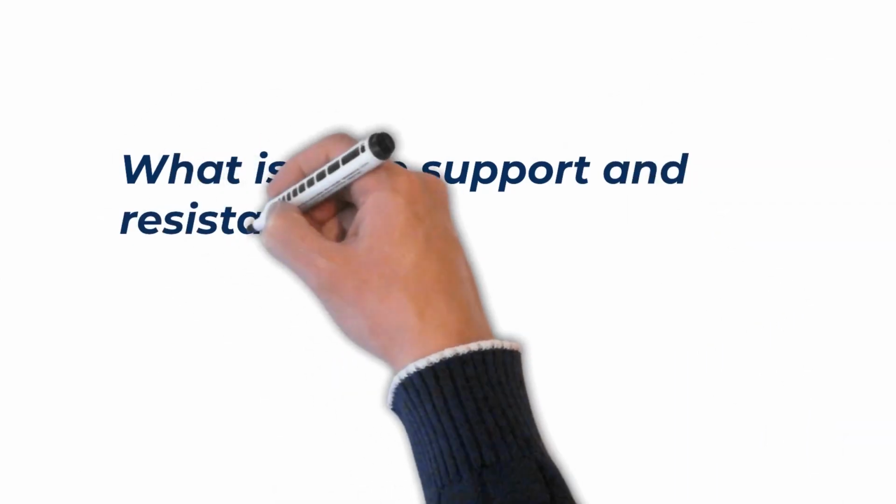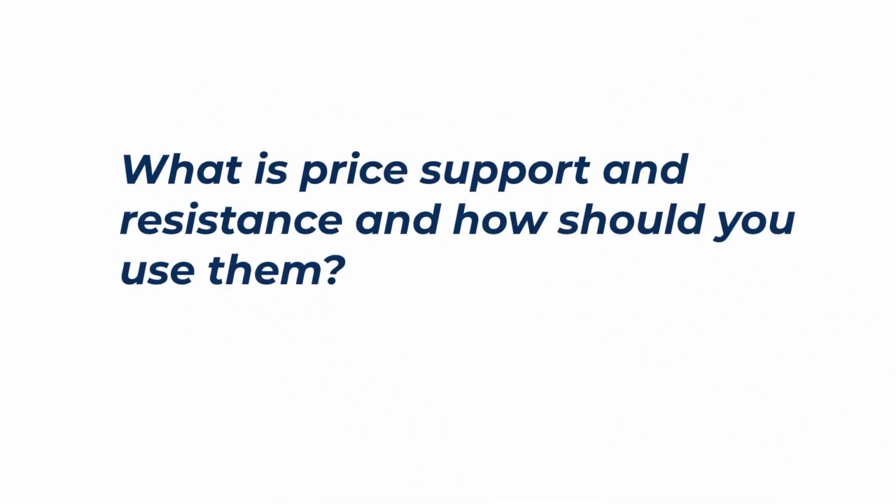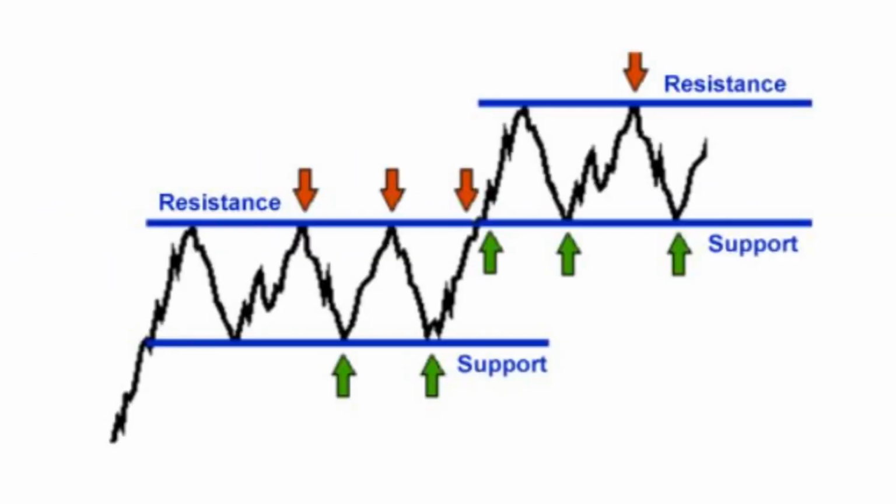What is price support and resistance and how should we use them? Support and resistance lines can be drawn on any stock chart. Technical analysts use support and resistance levels to identify price points on a chart where the probabilities favor a pause or reversal of a prevailing trend. Support occurs where a downtrend is expected to pause due to a concentration of demand. Resistance occurs where an uptrend is expected to pause temporarily due to a concentration of supply.